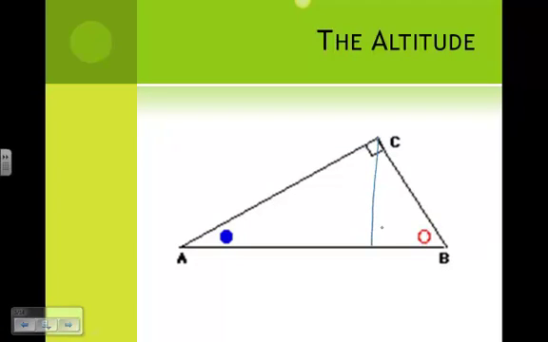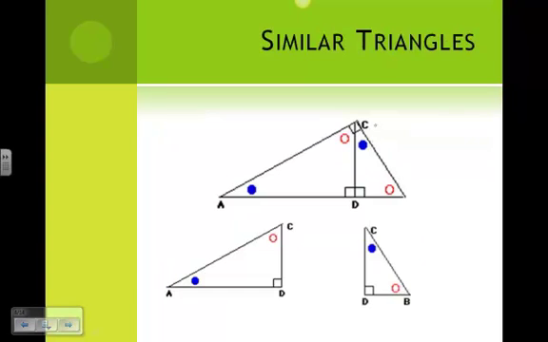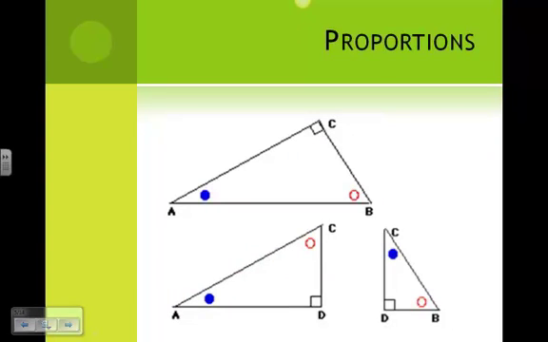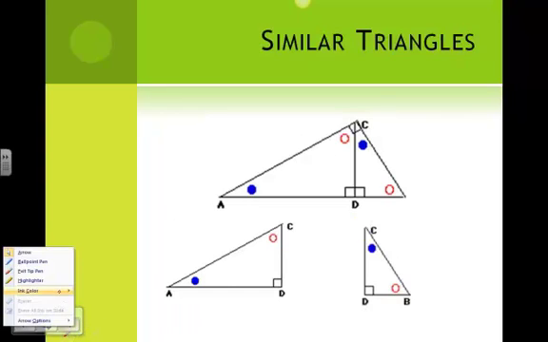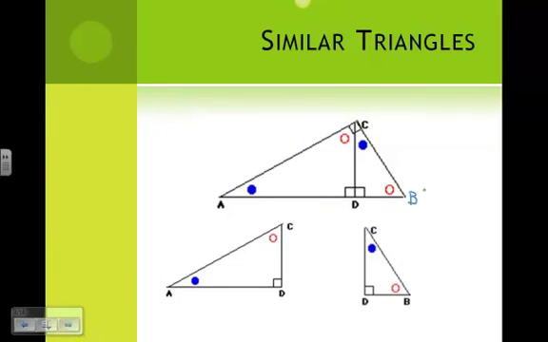We formed right triangles, of which we then drew the altitude from the vertex perpendicular to the opposite side. And we saw that our triangle ABC was then broken into two smaller triangles, if we call this D, triangle ACD and triangle BCD, where all three of those triangles were similar. So here is a picture of the original triangle, and then the two triangles that were separated.